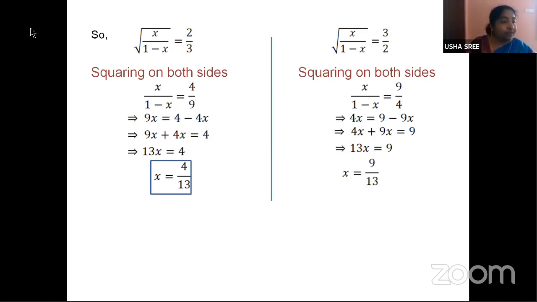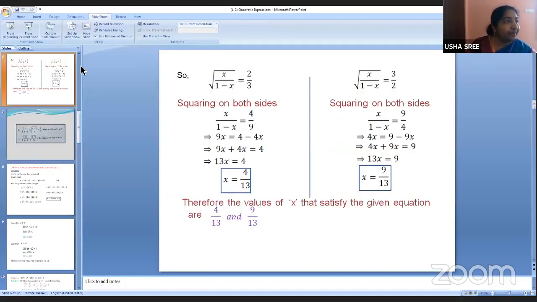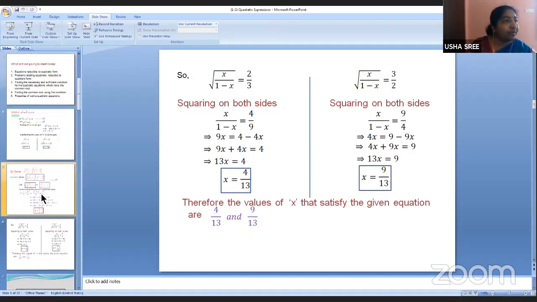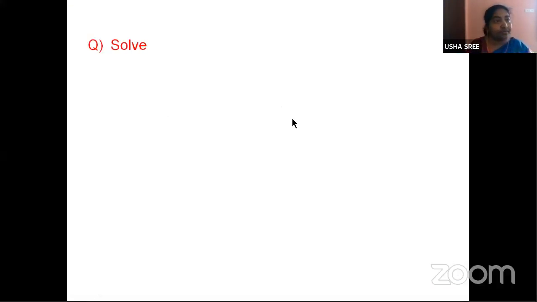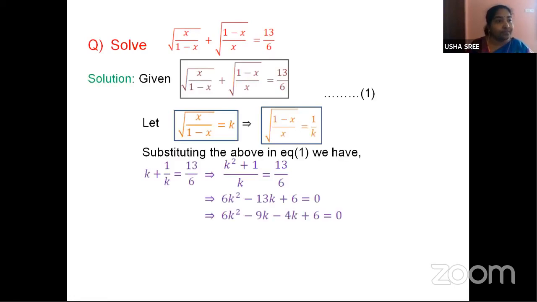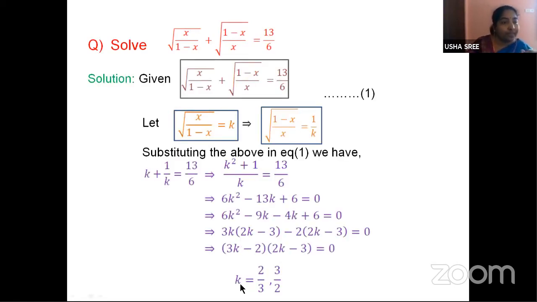Now, when we go to the previous slide, see, we have taken k value as 2 by 3 and 3 by 2. But what is the variable in our problem? Variable x, isn't it? You are not asked to calculate the value of k. You are asked to calculate the value of x. So our ultimate task, whatever substitution you take, is to find out x only.